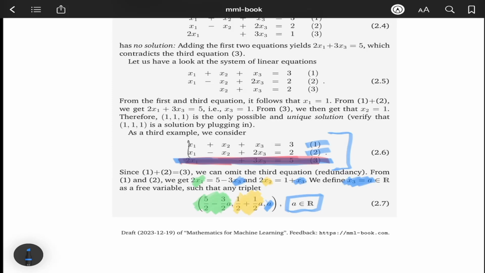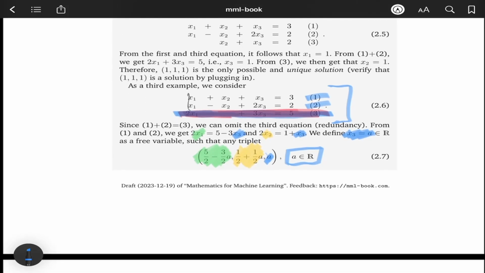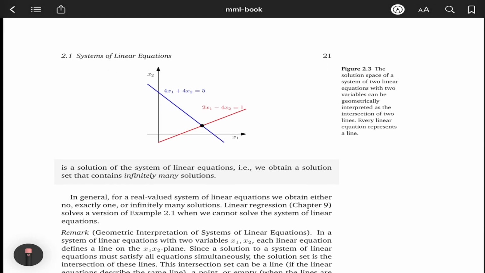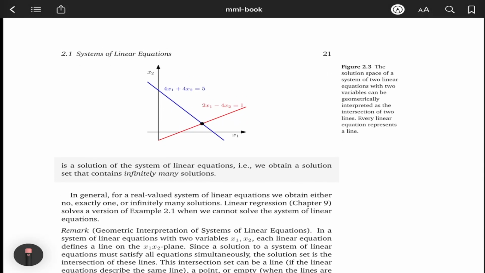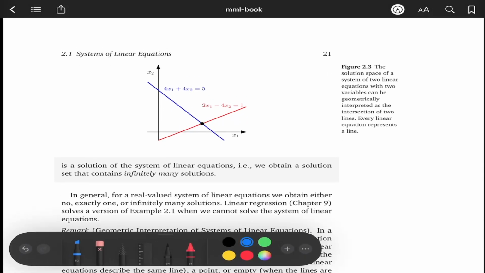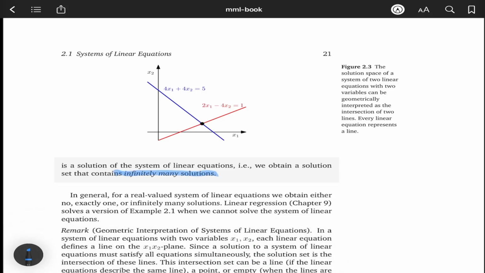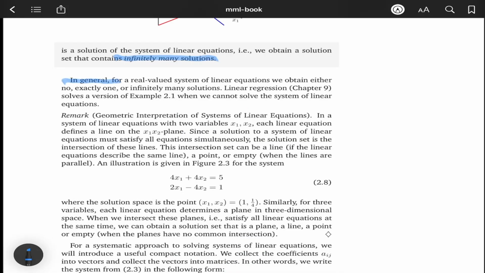So yeah, this is what you usually learn in high school, that the number of equations has to match the number of the variables. Otherwise, you will not have one unique solution. What is the next one? Yeah, it's basically what we said. It has infinitely many solutions. In general, for a real valued system of linear equations, we obtain either no, exactly one, or infinitely many solutions.